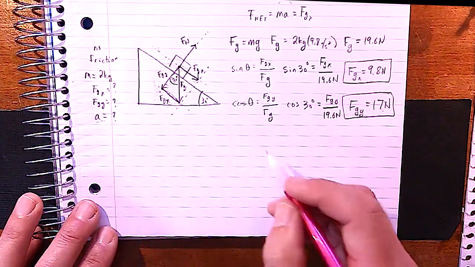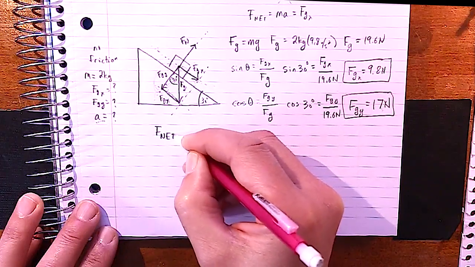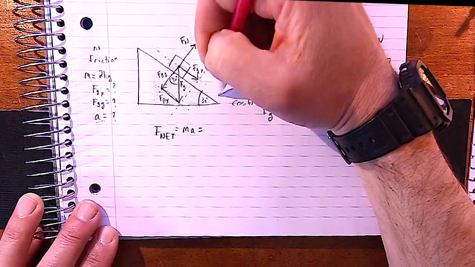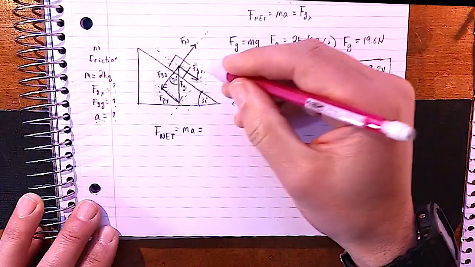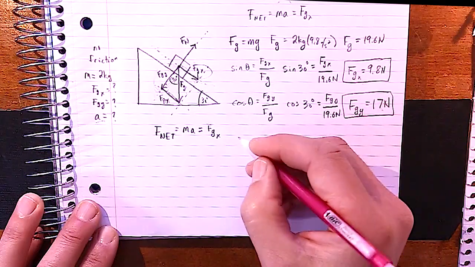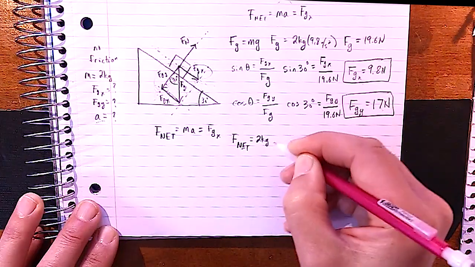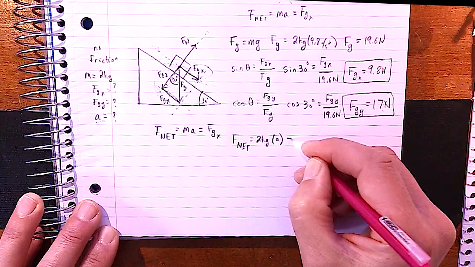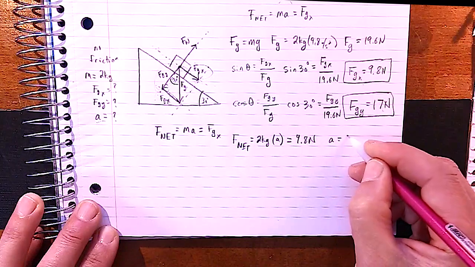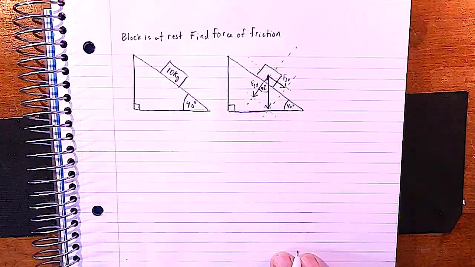But the last question was, what's the acceleration? Well, to find the acceleration, we're going to write a net force equation. So F net equals ma equals, and what forces are acting in this plane of acceleration? Only FGX, and we know FGX is 9.8 newtons. So we can throw our numbers in there, and we have F net equals 2 kilograms times a, and that's going to be equal to our FGX, which is 9.8 newtons, and our acceleration comes out to 4.9 meters per second squared.